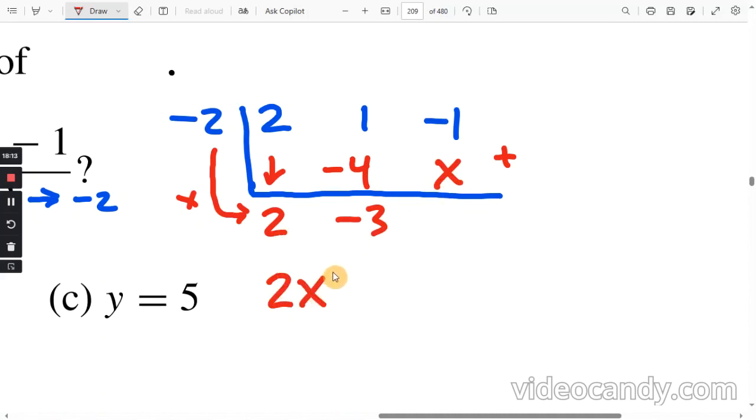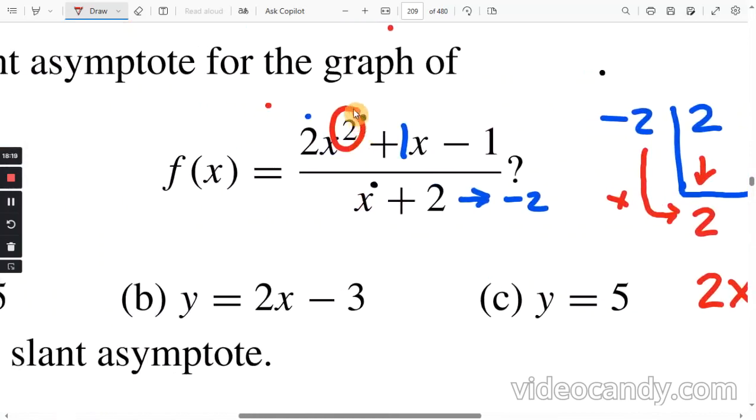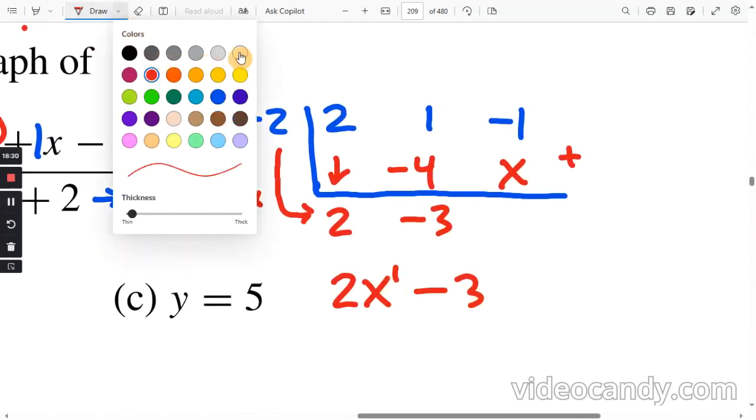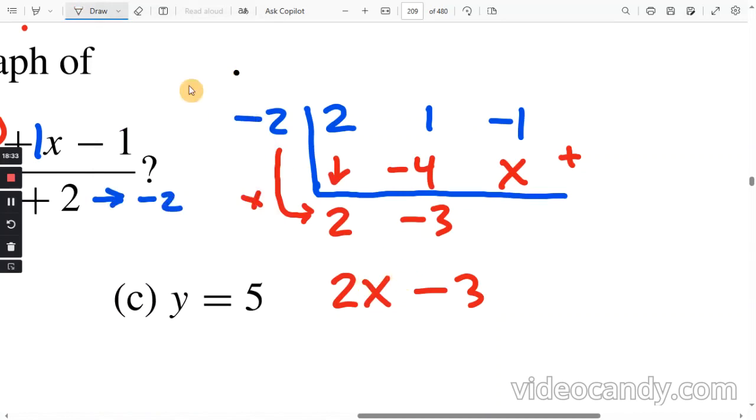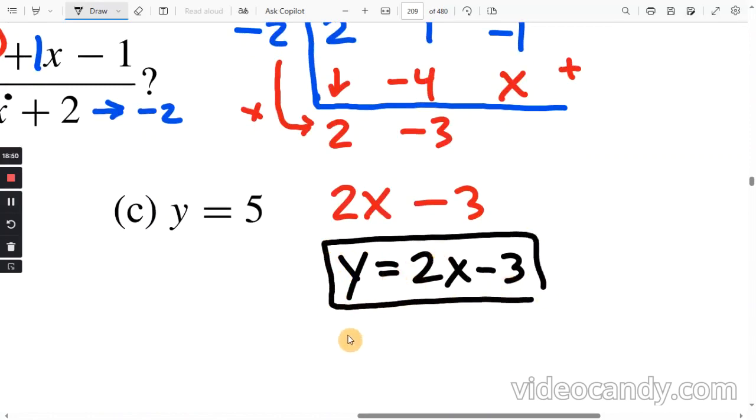What's the exponent on this x? Exactly 1 less than the highest degree of the numerator. The highest degree of the numerator was a 2. So the exponent here is a 1. Okay, and then it counts down by 1. So this is -3. All right, so we need the 1 exponent? No, we do not. Okay, so it's just 2x minus 3. And of course, that means the slant asymptote is y equals 2x minus 3. Okay, an asymptote is a line. So the equation for the slant asymptote should be in the form of y equals mx plus b.